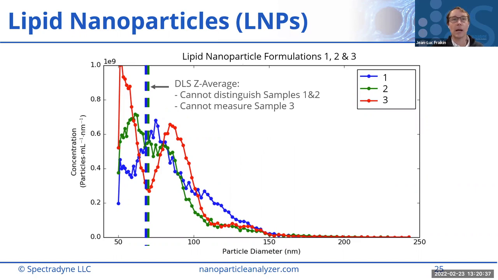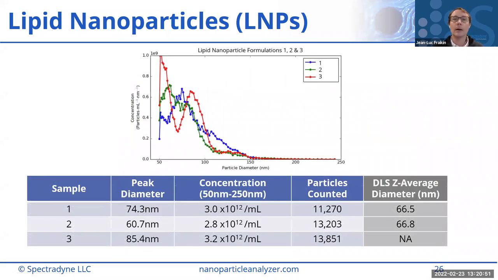Just to remind you, the dynamic light scattering averages for samples 1 and 2 were the same. They couldn't distinguish between the two. And even this Z average is not really that relevant to the size of the actual particle size distribution, right? Not only that, for the size distribution, MRPS is delivering the concentration over any size range of interest, counting tens of thousands of particles in a few minutes to do that.